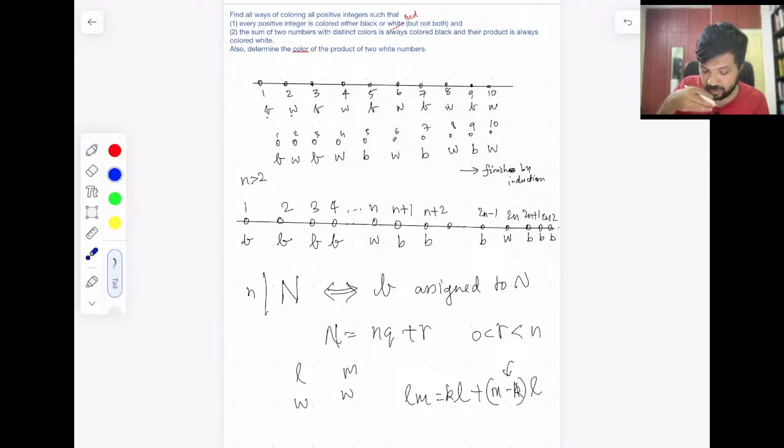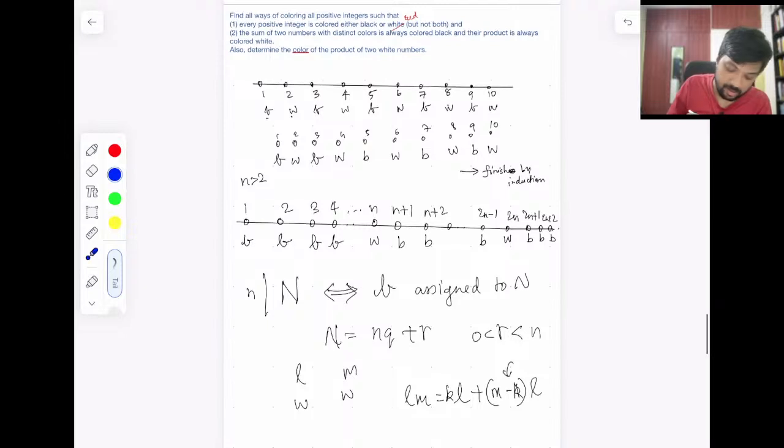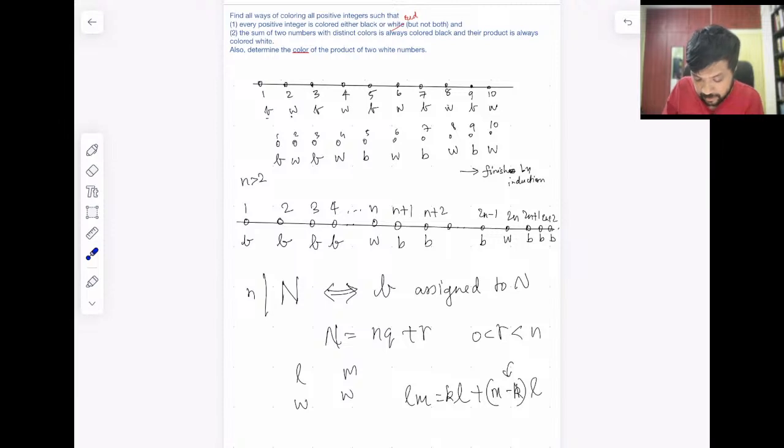Which are the smallest two numbers, or which two numbers have the smallest product with that property, or something like that. Pick those two, L and M, because right now it's random. So suppose L is white and the product is assigned black, and L into M is the smallest such number.